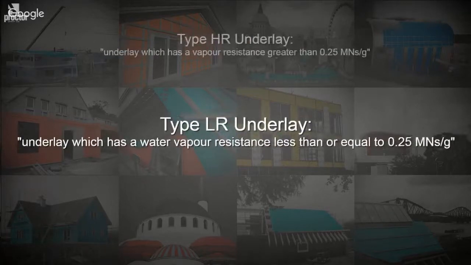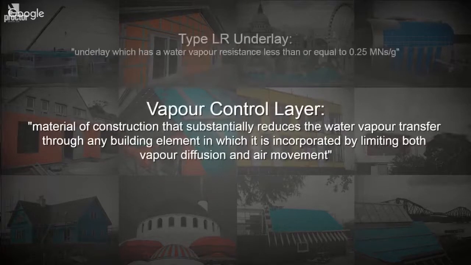Type LR underlay, or low resistance underlay: an underlay which has a water vapor resistance less than or equal to 0.25 MNs/g. Vapor control layers: material of construction that substantially reduces the water vapor transfer through any building element in which it is incorporated by limiting both vapor diffusion and air movement.